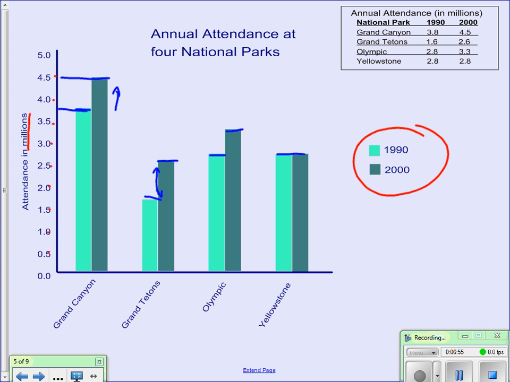Well, the Grand Canyon has the most attendance. They had the biggest increase. Which one stayed about the same? Yellowstone here stayed almost completely the same. The same amount in both 1990 and in 2000.